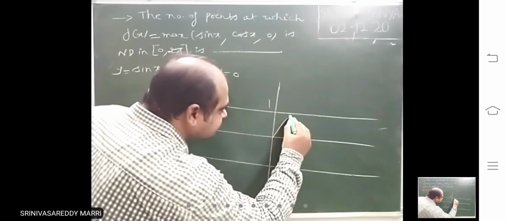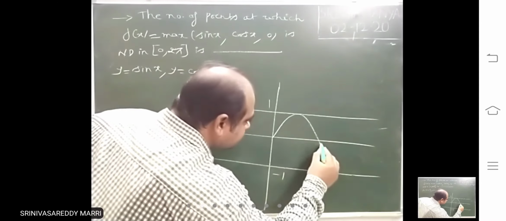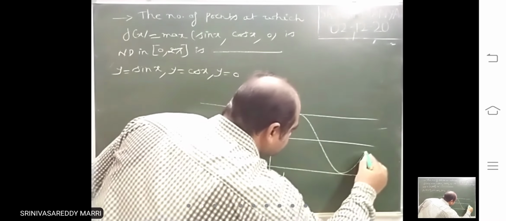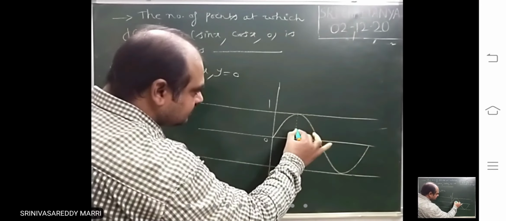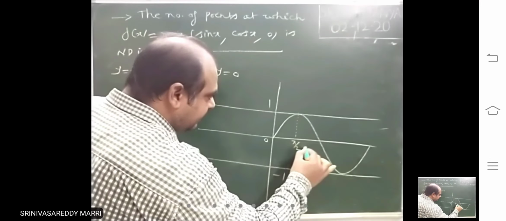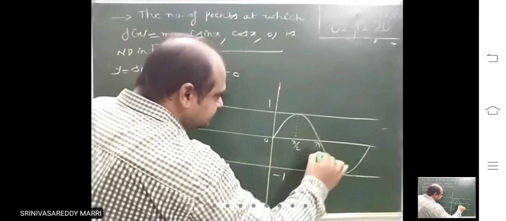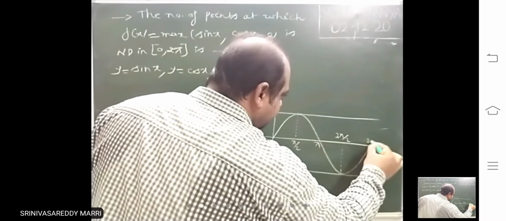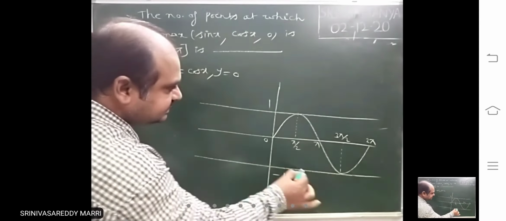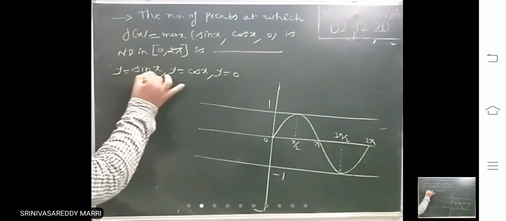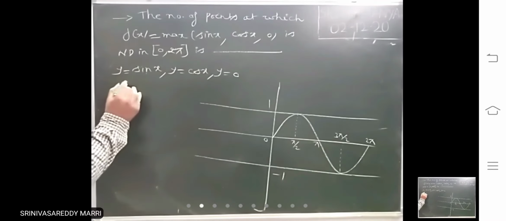Look at sin x 0 to 2 pi. It will be like this. So 0, this is pi by 2, this is pi, 2 pi. Everybody knows this graph. Sin x. Now I am drawing the y equal to cos x graph. Definitely they will intersect. Like this you will draw now. So I am finding the intersection points of this and this first.